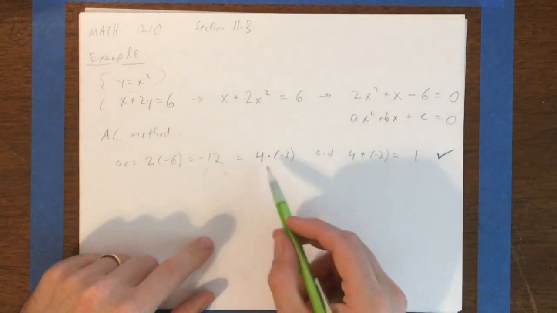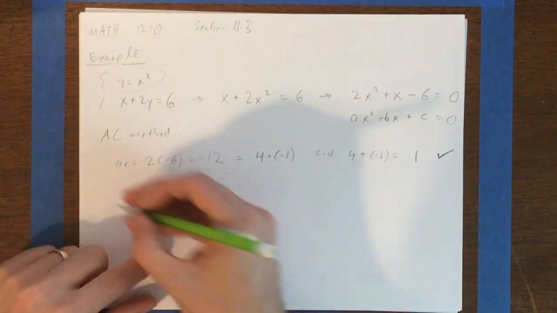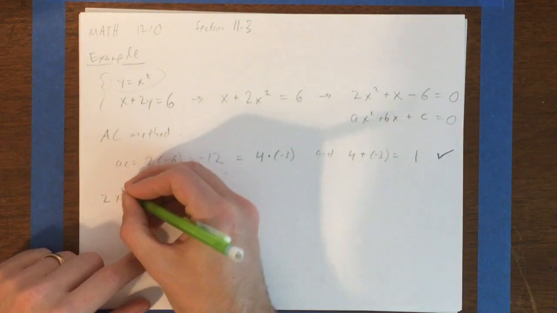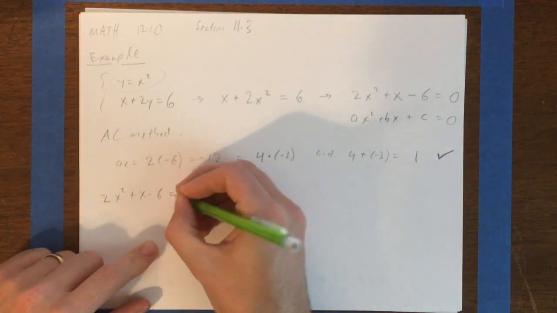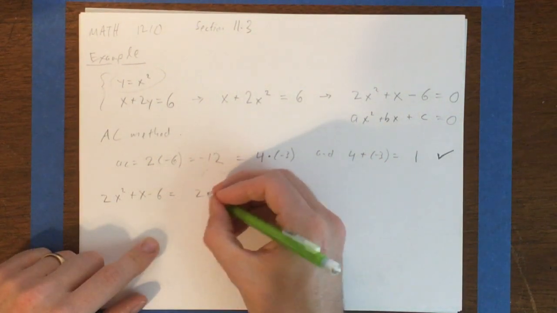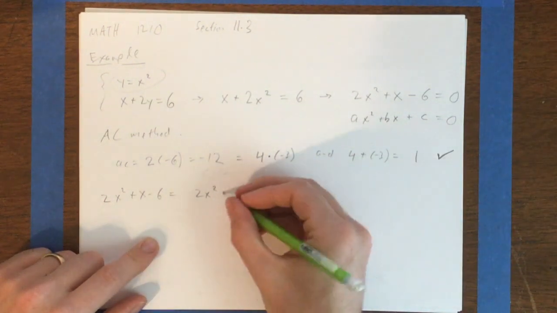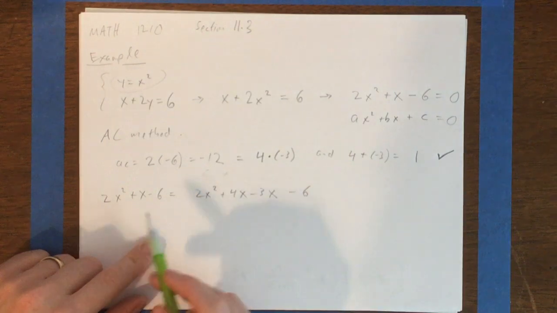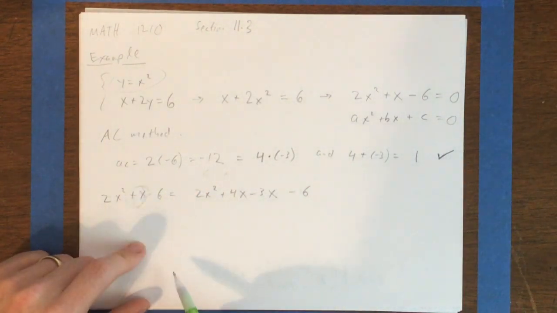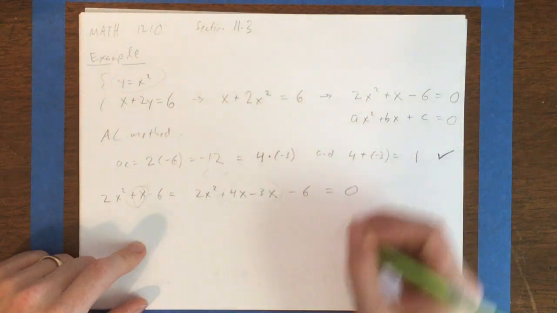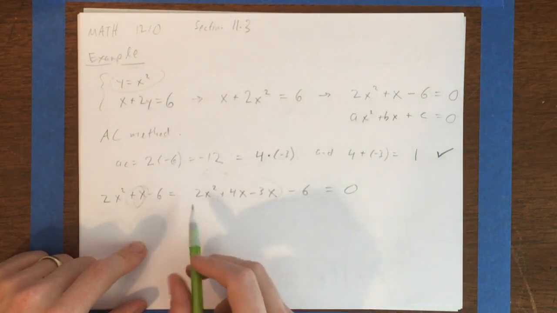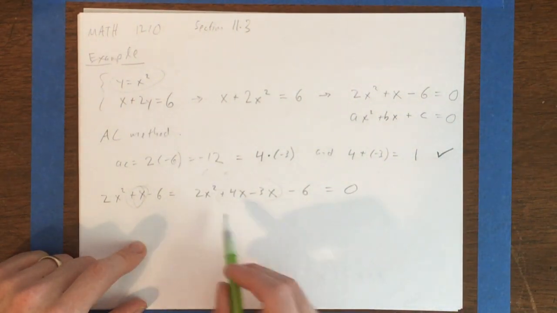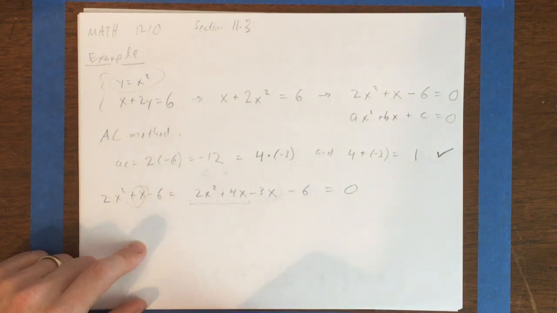So with that knowledge, 4 and negative 3, what we can do is take our 2x squared plus x minus 6 and rewrite that as 2x squared plus 4x minus 3x minus 6. So we're taking the 1x and rewriting it as 4x minus 3x. And that still equals 0. Now the reason that's helpful is because now we can factor this by grouping. So I'm going to group the first two together, and I'm going to group the second two together.